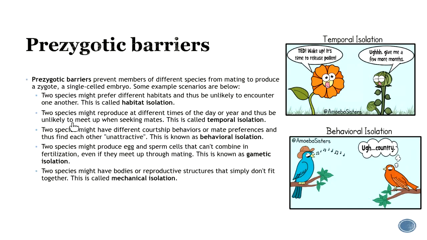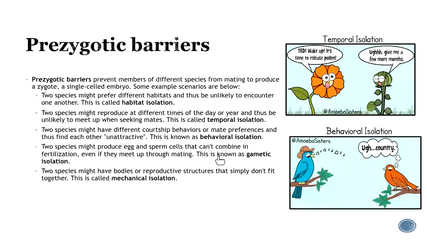It could be temporal isolation, where they reproduce at different times of the day or the year, and it's unlikely that when it's mating season for one, it's also mating season for the other. Like this little cartoon: this guy's ready to release the pollen, and this guy's like, no, maybe wait till spring to do that. This guy does it in the fall.